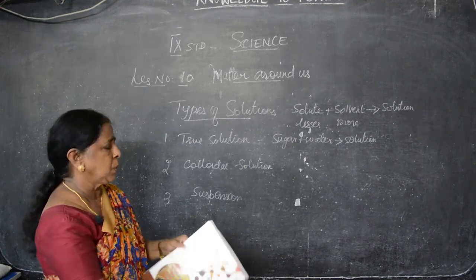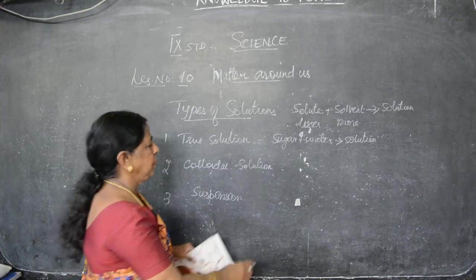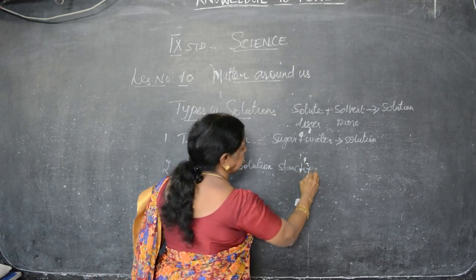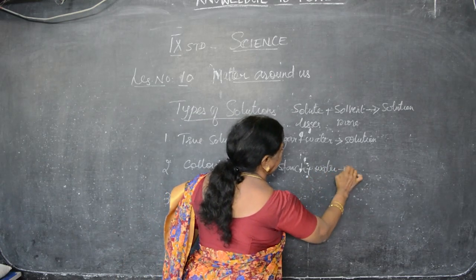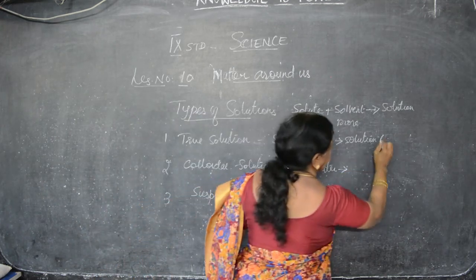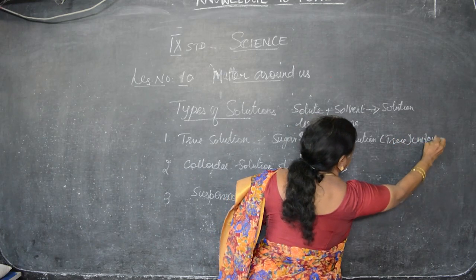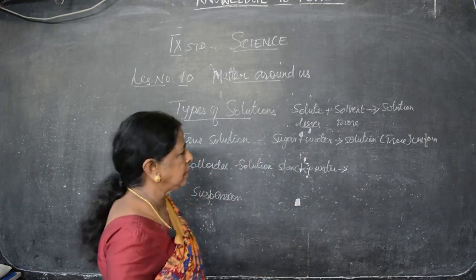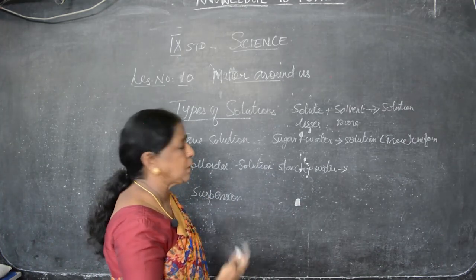Okay, next we have to see colloidal solution. What is colloidal solution? The same, instead of sugar we are taking starch. Starch I said already, that's carbohydrate. So we are taking water. The same we are mixing together. This is true solution, uniform. This is starch and water. So mixing together, after that, the starch is entirely soluble into water.